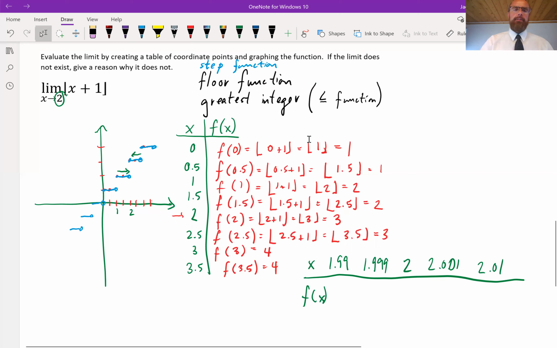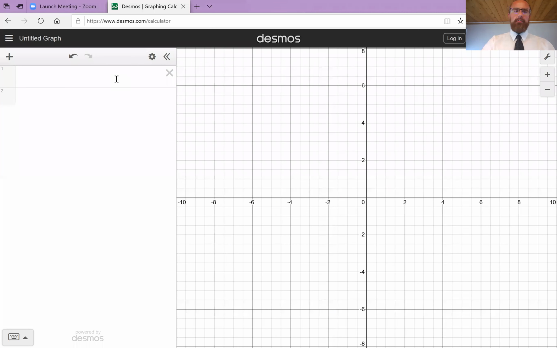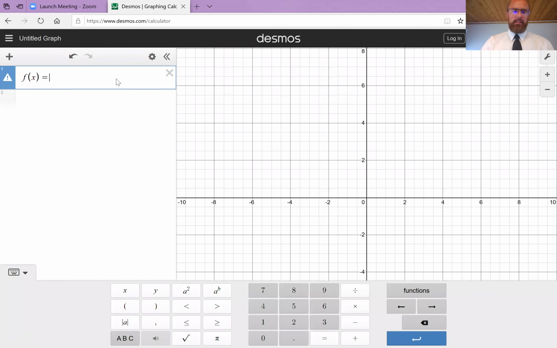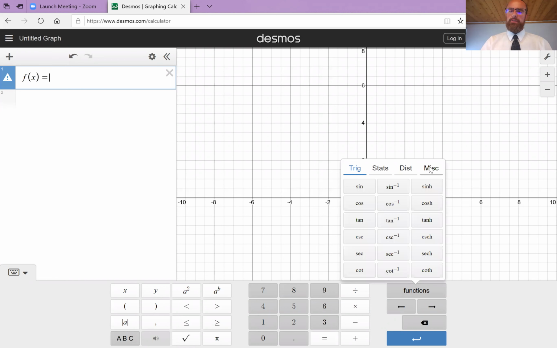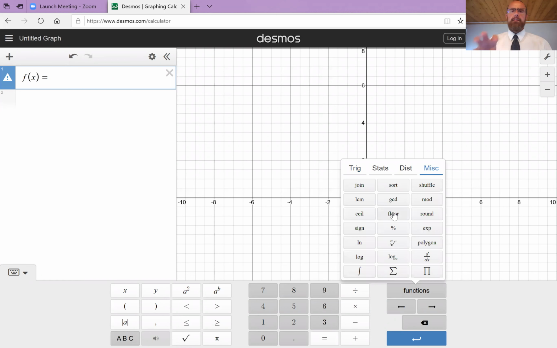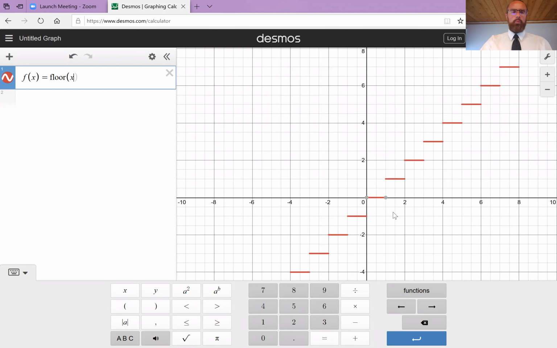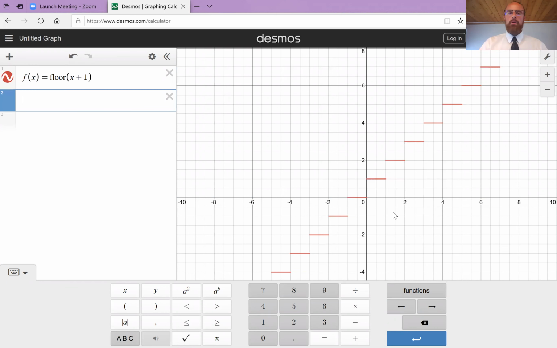So I've got to clear out these two previous inputs, and let's put in this floor function. So f of x equals, and then from the keypad, we do want to go to the functions key for this one, to miscellaneous. Kind of in the center of that catalog there is floor function. And ours is floor of x plus 1. So notice it doesn't give you those L brackets, it just says the word floor. But that shows up real well and kind of confirms what we were doing with our graphs. So we got a lot of these steps.